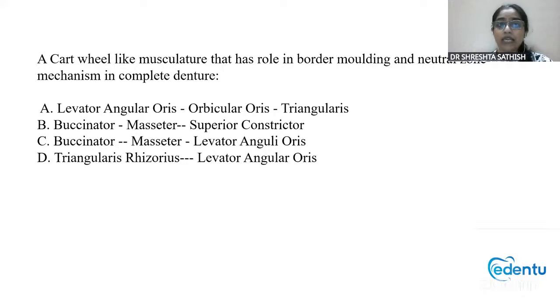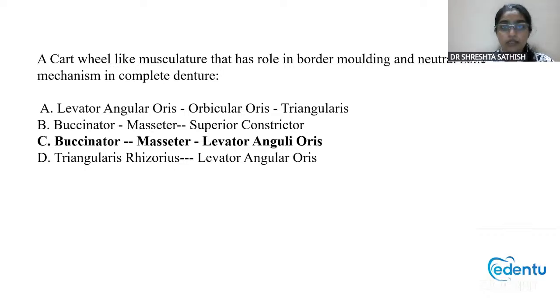A cartwheel-like musculature that has role in border molding and neutral zone mechanism in complete denture. A cartwheel-like musculature that has role in border molding and neutral zone mechanism in a complete denture is your buccinator, masseter, and levator anguli oris. Buccinator, masseter, levator anguli oris. Okay.